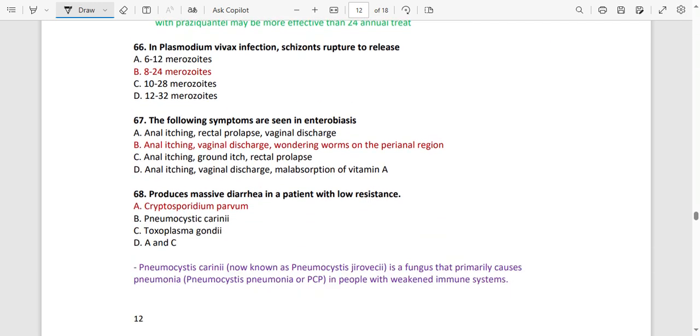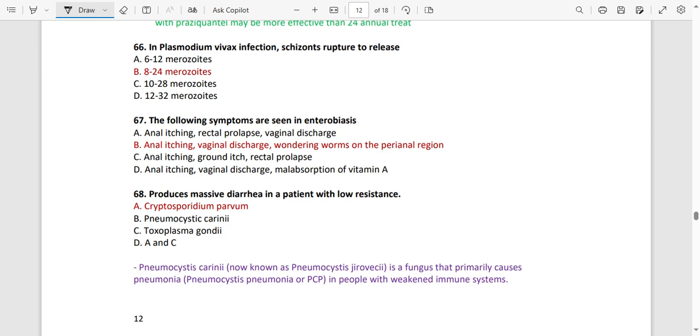In Plasmodium vivax infection, schizonts rupture to release 8 to 24. We can see in vivax, it is 8 to 24. In ovale, how many merozoites are released? 8 to 10. Thank you so much. And then in malariae, 6 to 12. Thank you so much.